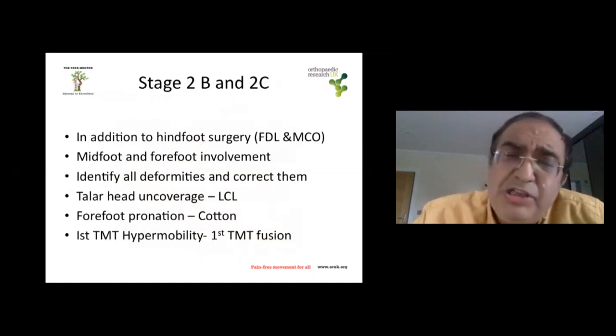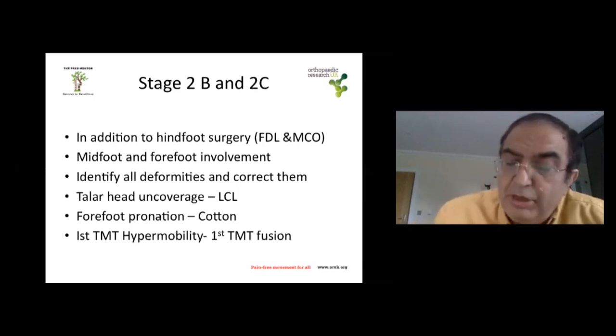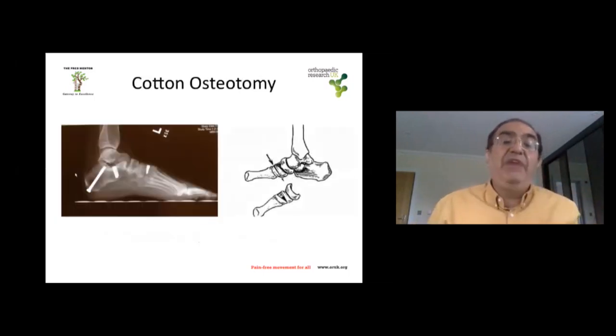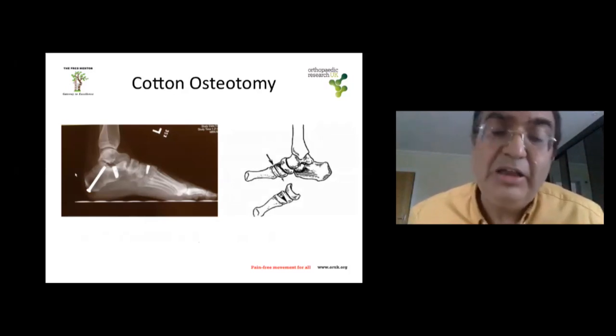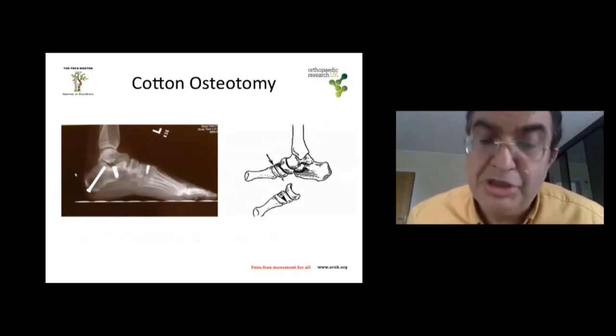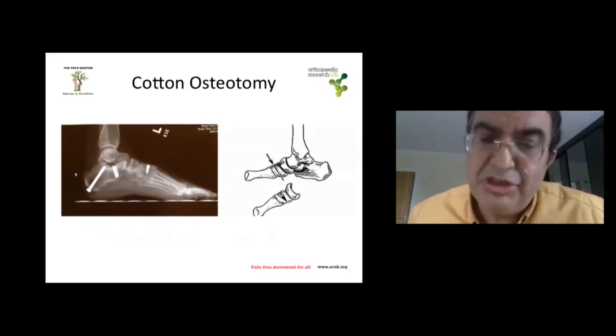This is because once you correct the heel valgus, the forefoot goes into supination. So in order to pronate the forefoot, you may have to do a Cotton's osteotomy, which is a dorsal open wedge osteotomy of the medial cuneiform. So these are the X-rays where we have done heel shift, FDL transfer, lateral column lengthening, and a Cotton's osteotomy to correct a stage 2C tib post insufficiency.